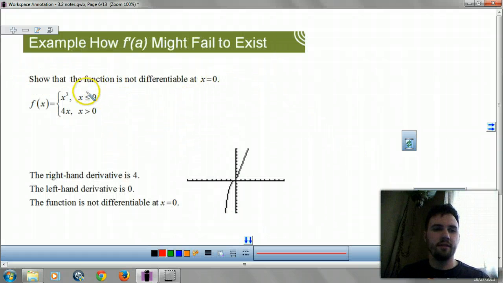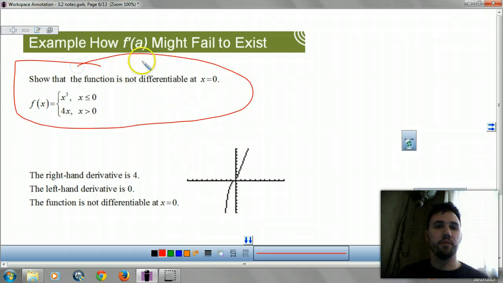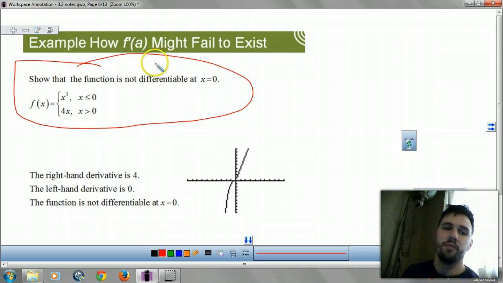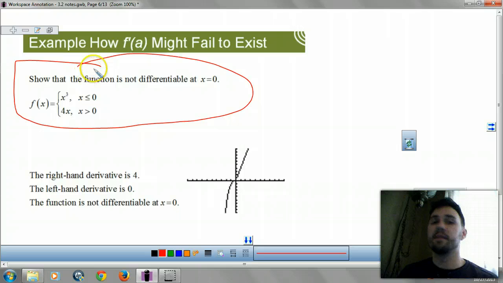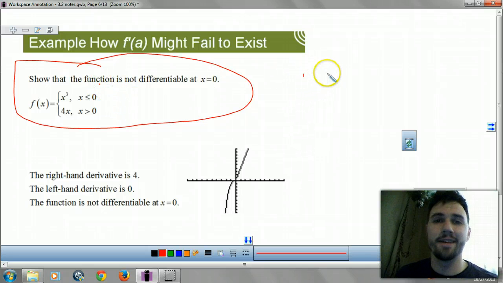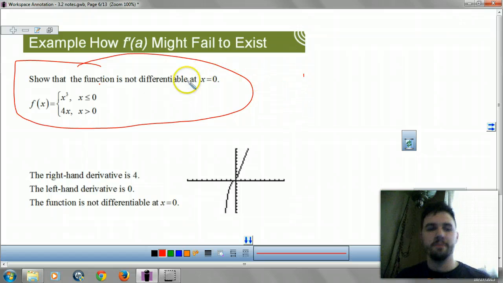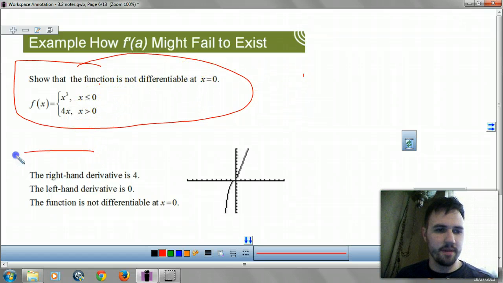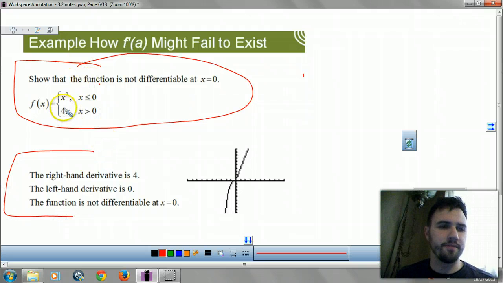State that this function is not differentiable at the point x equals 0. Well, I'm going to save you guys a lot of time. What you have to do is take the derivative of both equations at this point 0, remember, by doing that long, nasty equation. And what you end up getting is, well, look at this. Here's a shortcut for you.